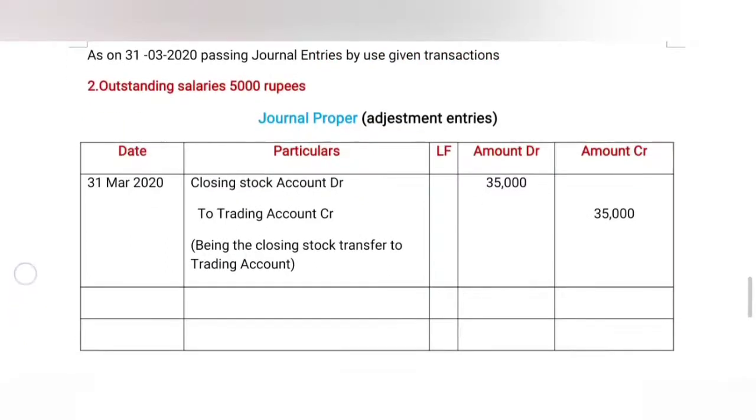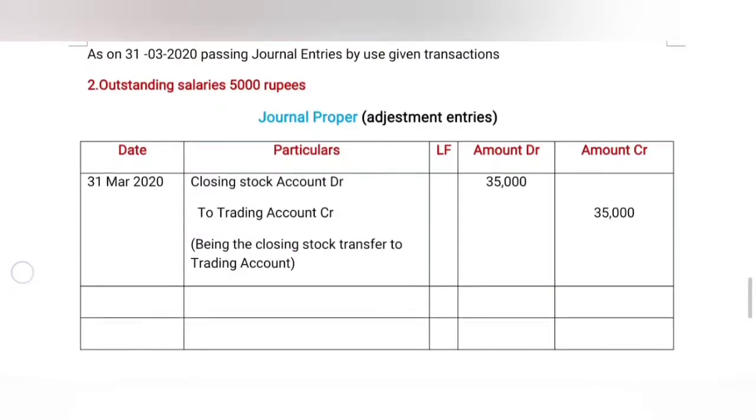Now coming to the second transaction, it is outstanding salaries 5,000 rupees. Outstanding means it is payable salaries. Salaries is an expenditure, it is related to nominal accounts. So in all nominal accounts, expenditure is always debit and income is credit. That's the reason here the salaries account is debit, and outstanding salaries is a payable amount. That's why this amount is transferred to the salaries account. So we debit the salaries account and credit the outstanding salaries account.